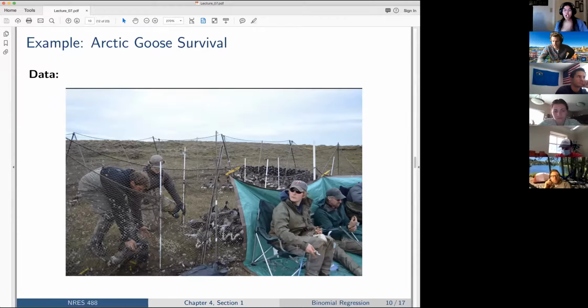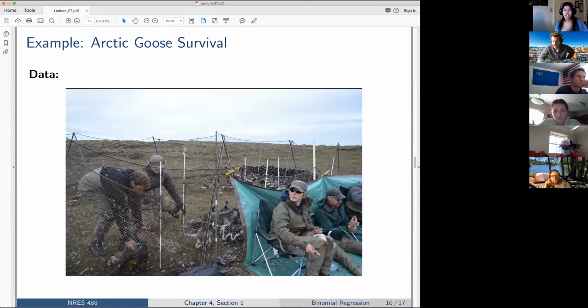Here, this is a brant. Here's a leg band on this. This brant also has a VHF transmitter coming out. It's hard to see, but it has a VHF transmitter so we can radio track it. We're not talking about those data explicitly right now. We can talk about those later.